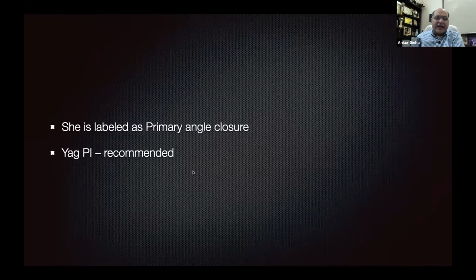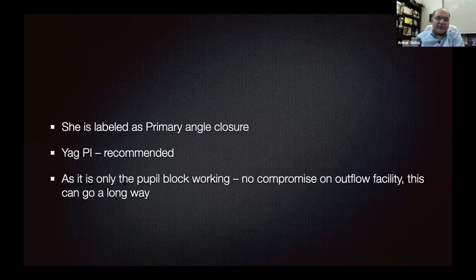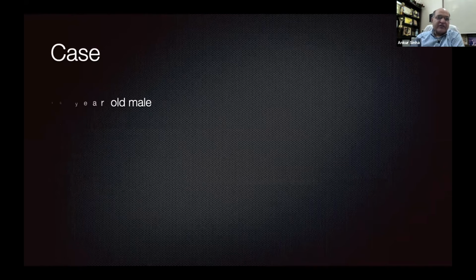So she has been diagnosed as primary angle closure, and YAG-PI is recommended at this stage, because at present only the pupillary block mechanism is working and there is no compromise in the outflow facility. The patient is having good IOP intermittently. So a YAG-PI can go a long way in preserving the vision of this patient.